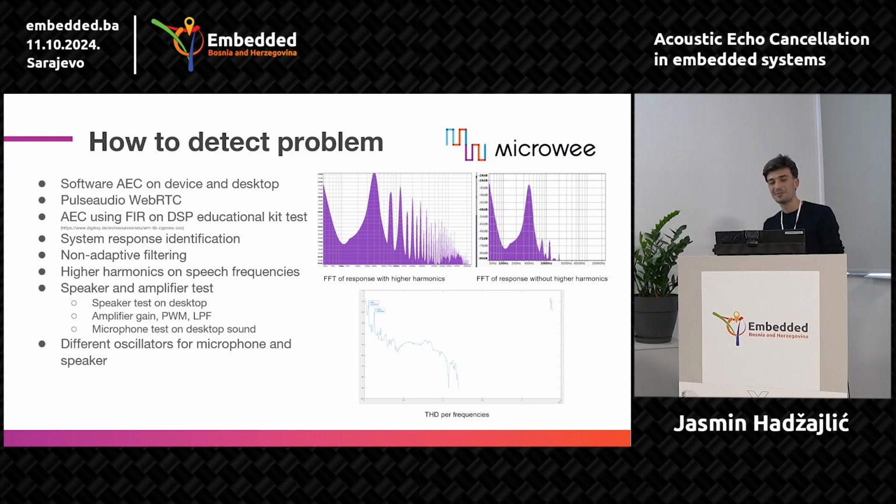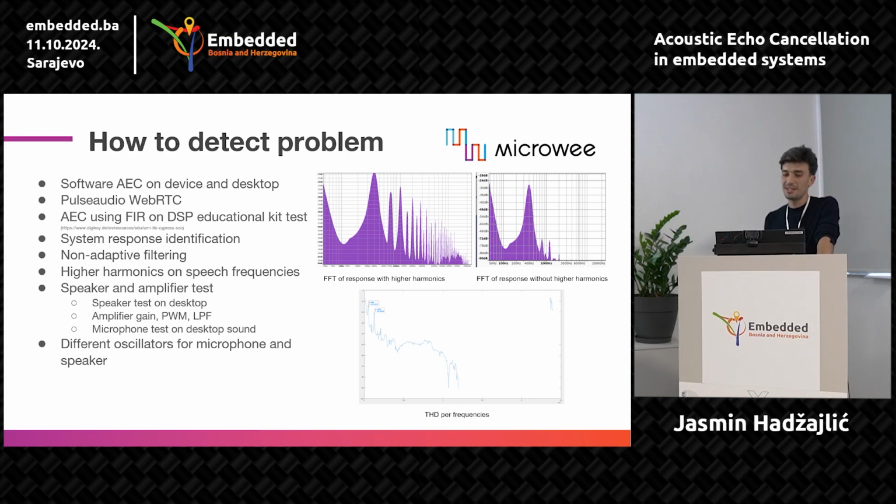Then we wanted to detect what the problem is. Is it the speaker or the microphone that is giving us these higher harmonics? We played a sine wave on the speaker and used a desktop machine to record it, because we were sure that the desktop is working fine. Then we saw that from the speaker we get higher harmonics, but to be sure we also played some sound on the desktop, recorded it on the device, and there we got no higher harmonics, so the microphone was fine. So the problem was the speaker.